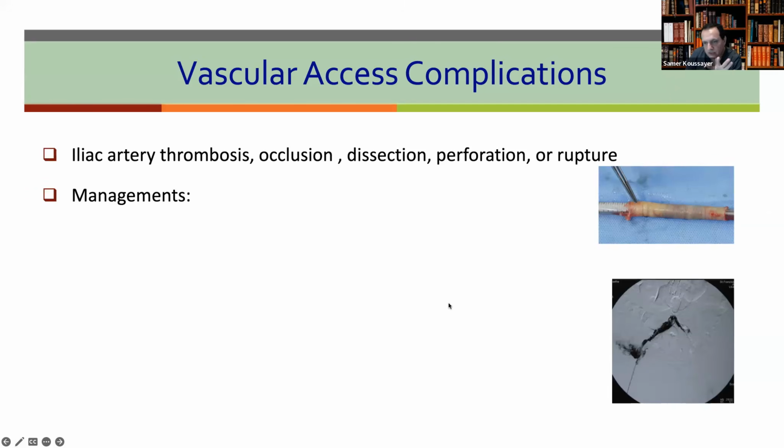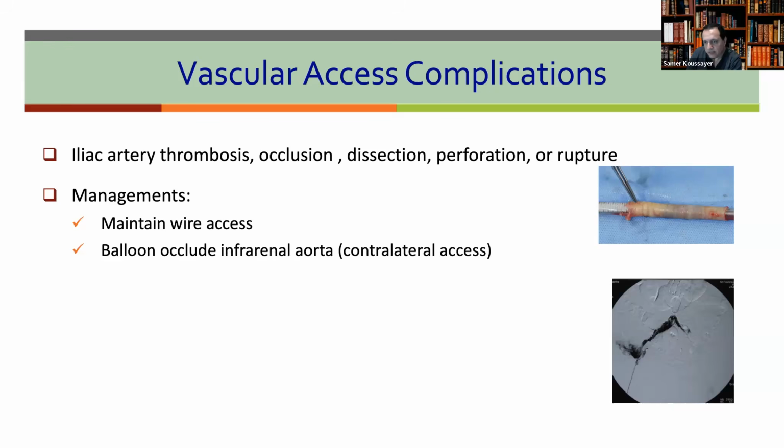The most important thing: keep your wire. As long as your wire is still in place, don't worry, you can fix it. So the first thing, you go from the other side and put an occlusion balloon because you want to stop the blood flow here. Retrograde flow is not a big deal. The most important thing is to stop the high flow from here. So go contralateral, put an occlusion balloon, do your angiogram here, and put a covered stent if you have a good landing zone.